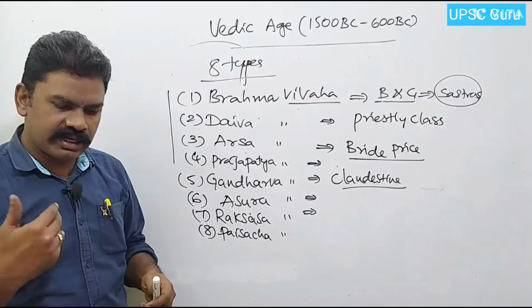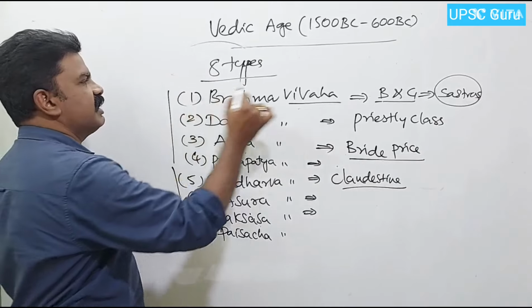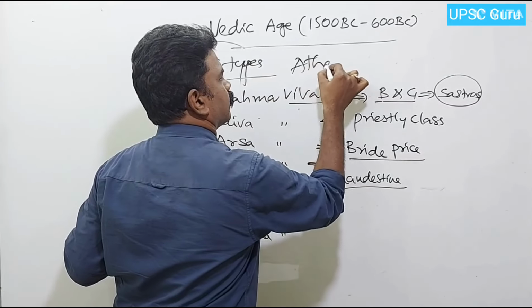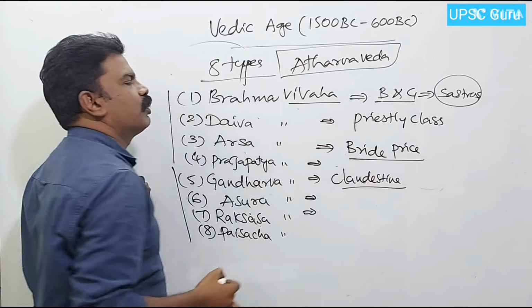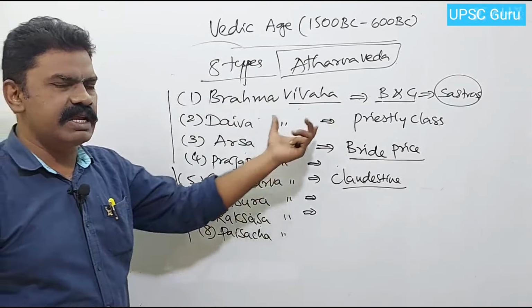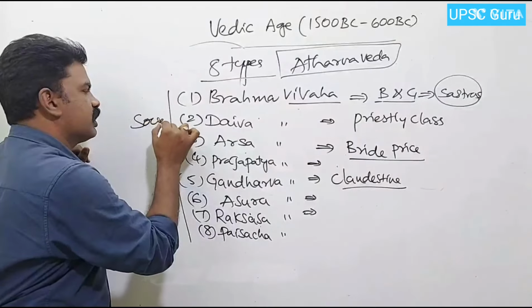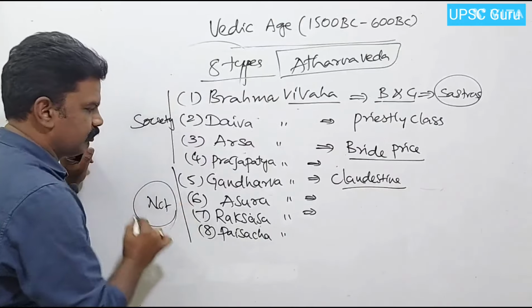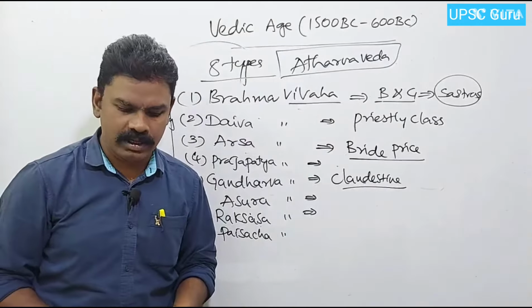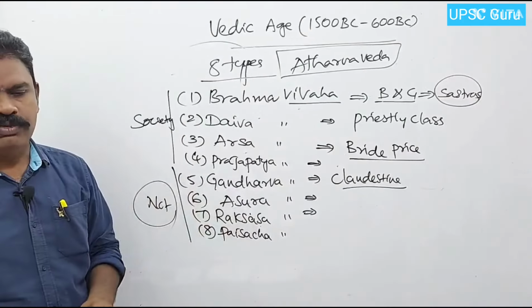Like that, these eight types of marriages were mentioned in the Atharva Veda. Based on the Atharva Veda, we know there existed eight types of marriages. The first four marriages were accepted by the society. The last four marriages were not accepted by the society. So like this, there are eight forms of marriages.